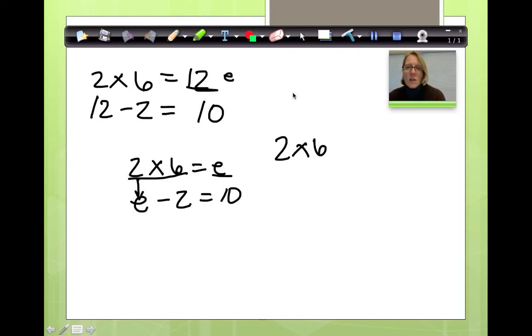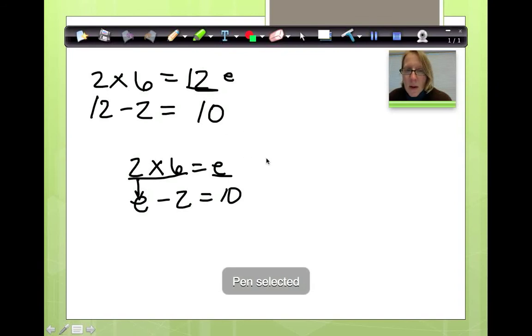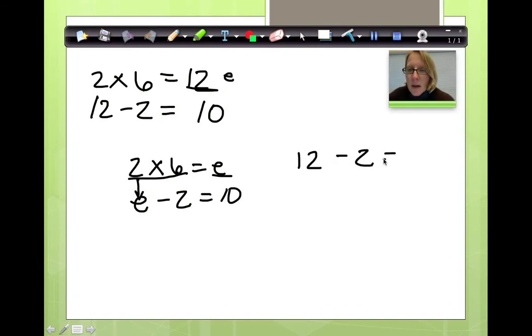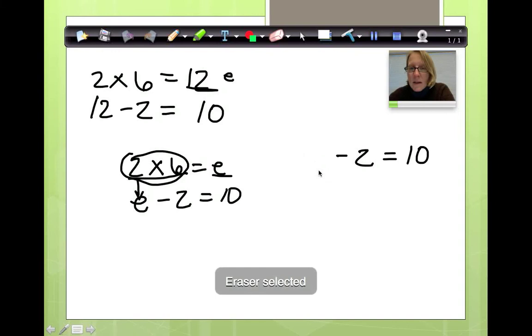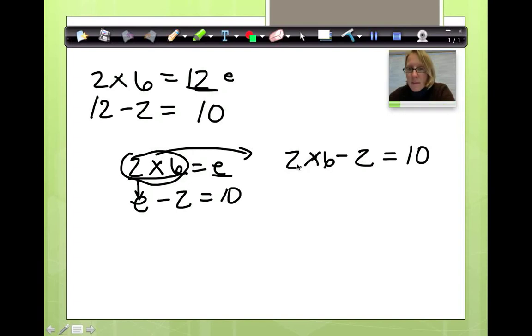Well, here, actually, let me show you a different way. Okay, so I'm going to write my problem again. I have 12 take away 2 equals 10, and we decided that 12 was also E. Okay, now this is what it equals. So I'm going to take this, and I'm going to put it in place of here. So let me erase this. And this is going over there. 2 times 6. Okay? Now, parentheses.